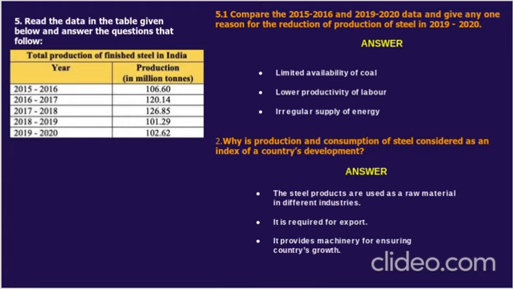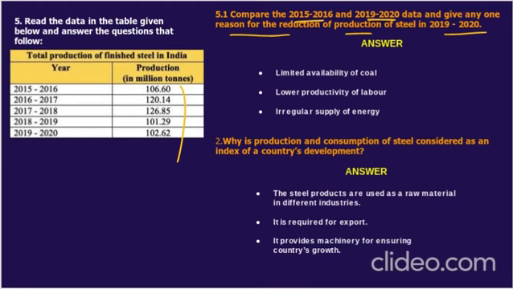So, this is a table, total production of steel in India. The years are given and the production is given. Now, let's see the question. Compare 2015-16 and 2019-20 data and give any one reason for the reduction of production of steel in 2019-20.